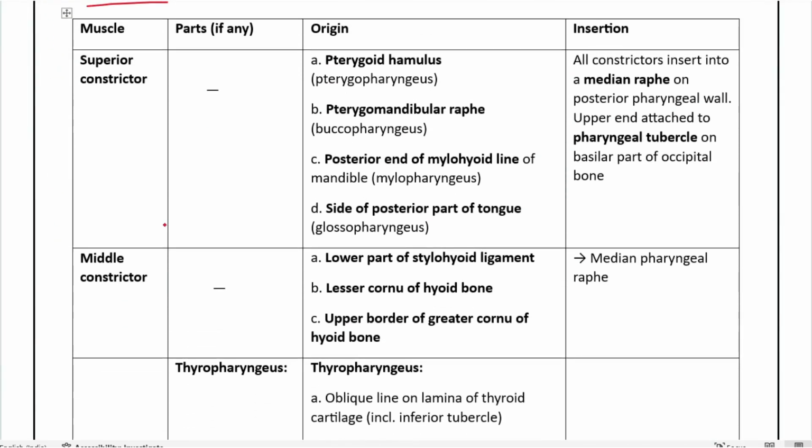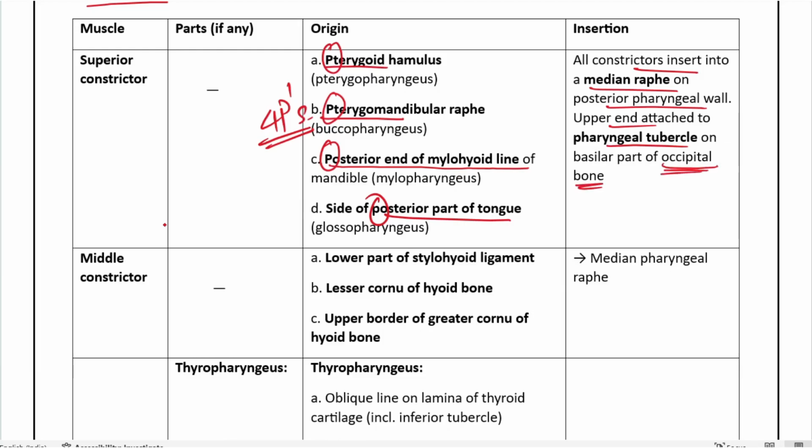Now we'll see the different muscles. The superior constrictor does not have any part. It's a paired muscle. It originates from the pterygoid hamulus, the pterygomandibular raphe, the posterior end of the mylohyoid line, and the posterior part of the tongue. One thing is, it all starts from P. So you can remember the 4 P's for origin of superior constrictor. All the constrictors will insert into the median raphe on the posterior pharyngeal wall. The upper end is attached to the pharyngeal tubercle on the basilar part of the occipital bone.